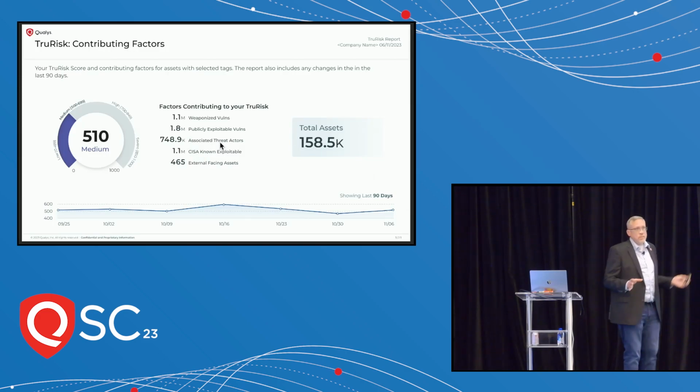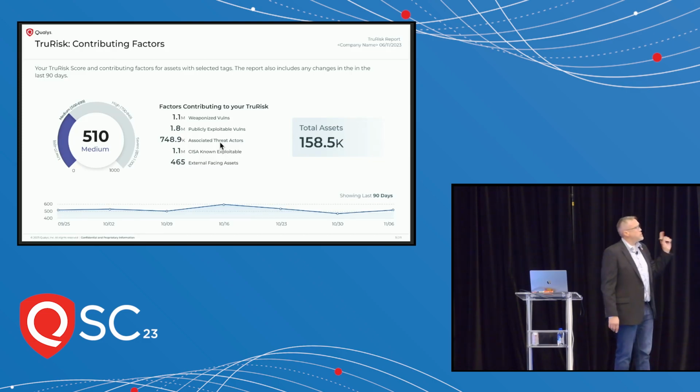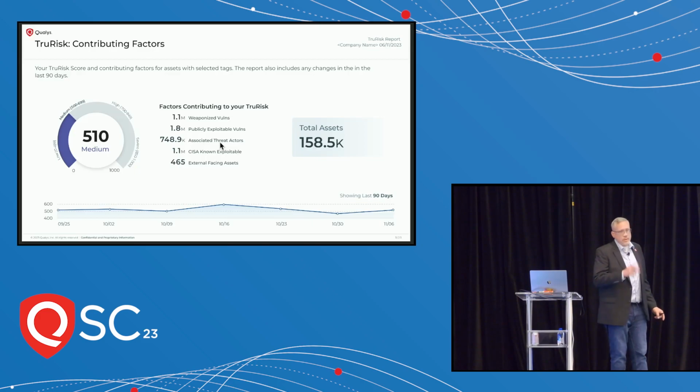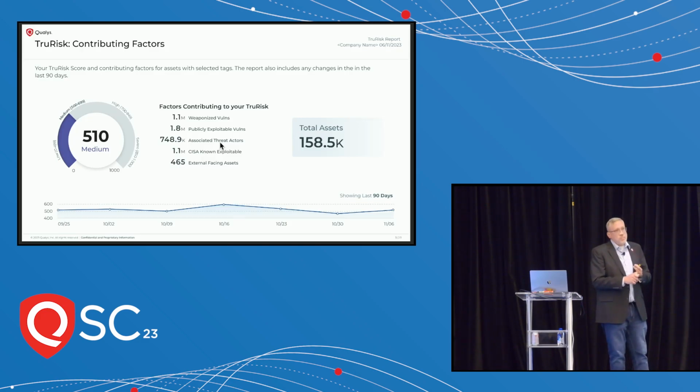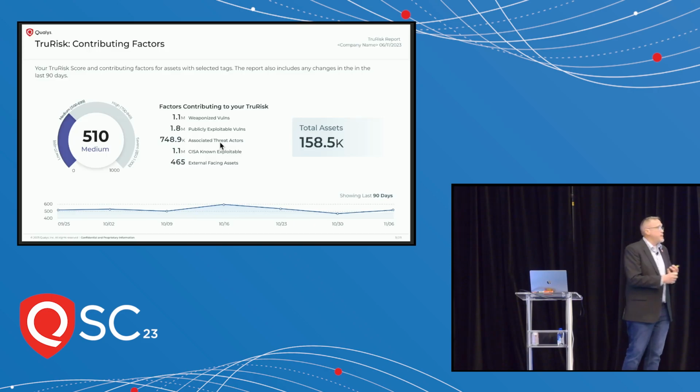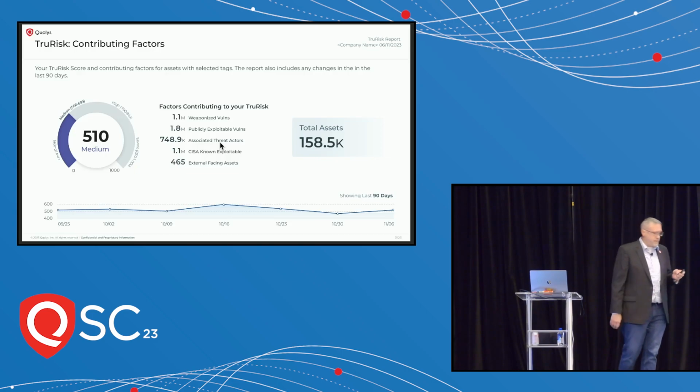Overall, this is our general score that we can use, and in this, you can also select the tags that you want to be able to use, but this is just assuming no tags are selected, so it's taking all your asset information, all the true risk information, and pulling it together. And this represents 160,000 assets. You may be familiar with the trend line down at the bottom. It's similar to the widget calculation that we're doing, or the trending over the course of 90 days. This score represents weaponized vulnerabilities, publicly exploited vulnerabilities, associated threat actors, anything that's on the CISA known exploitable list, and all of our external assets.